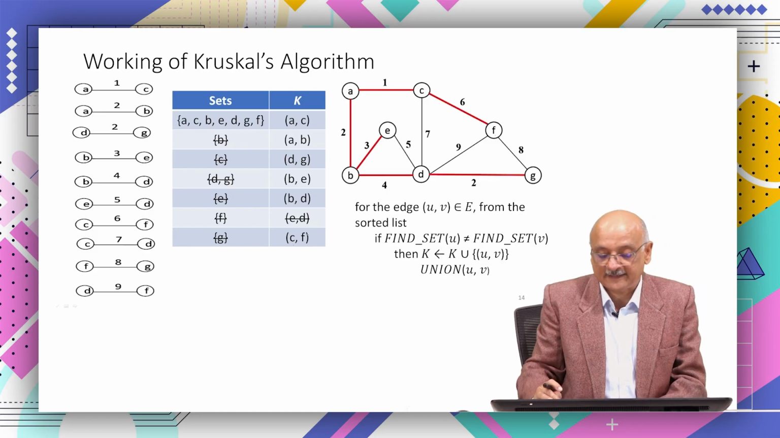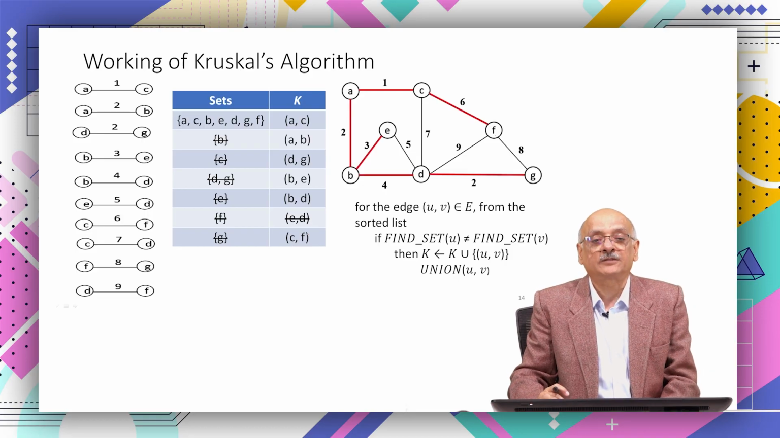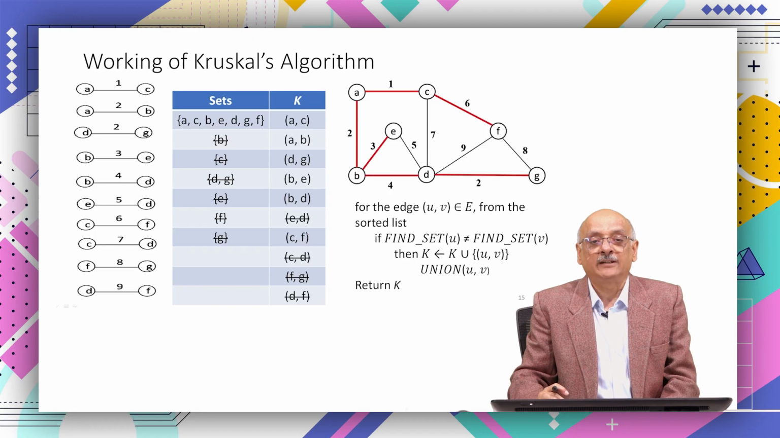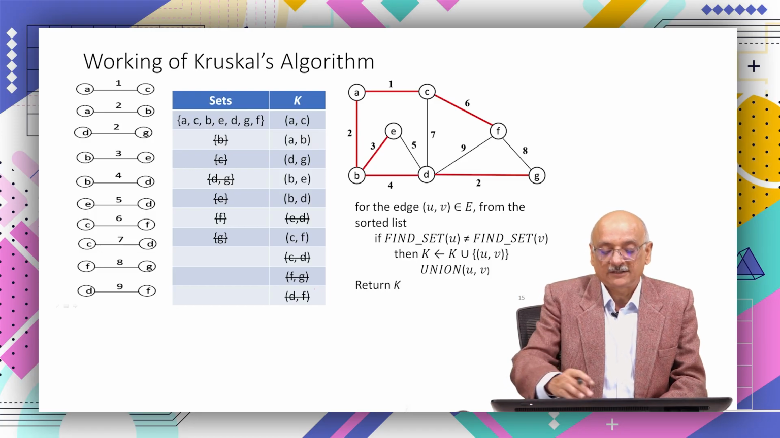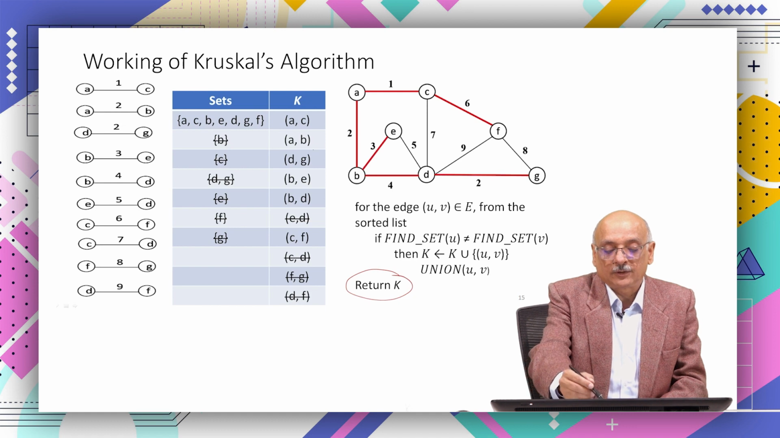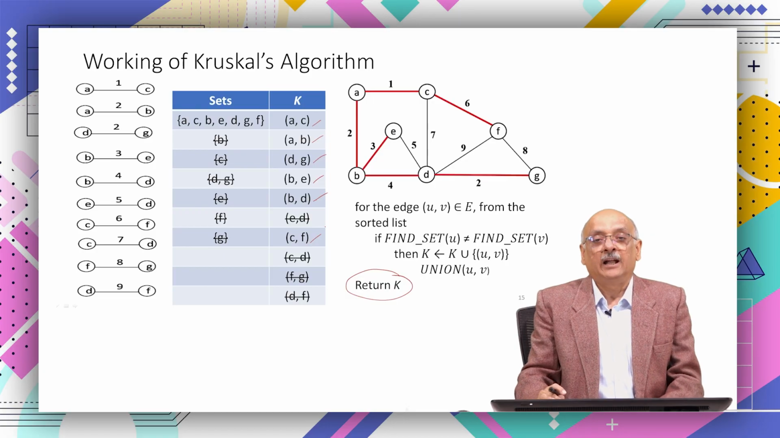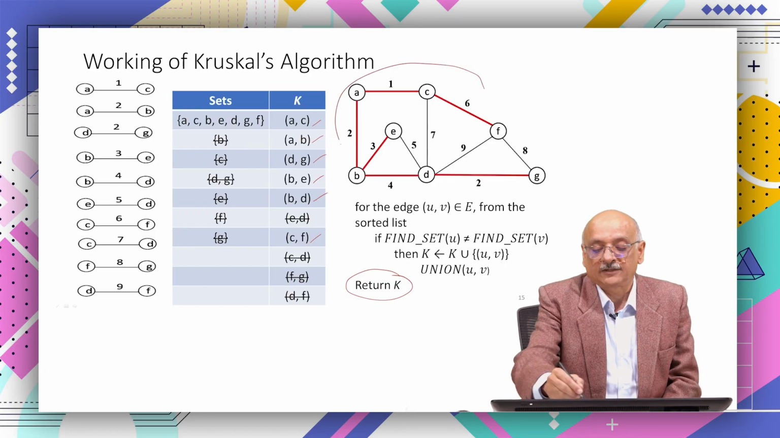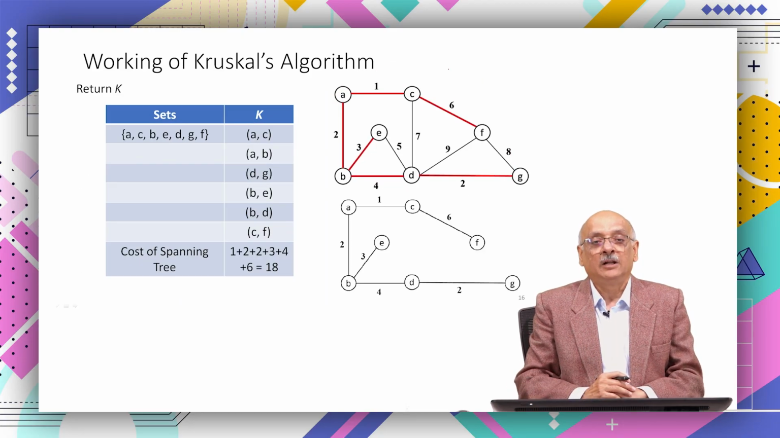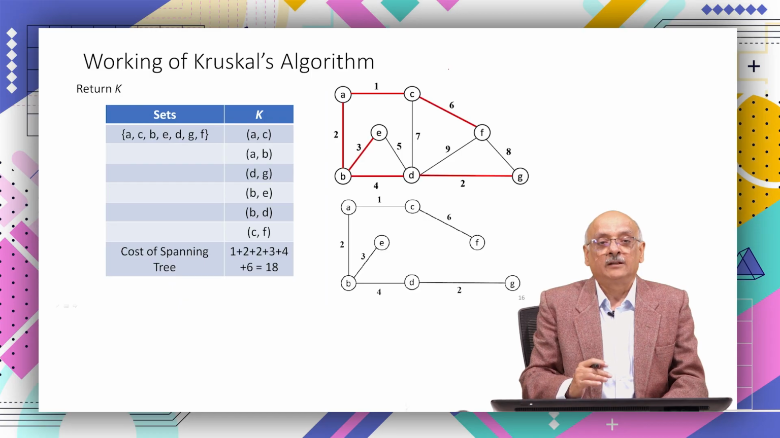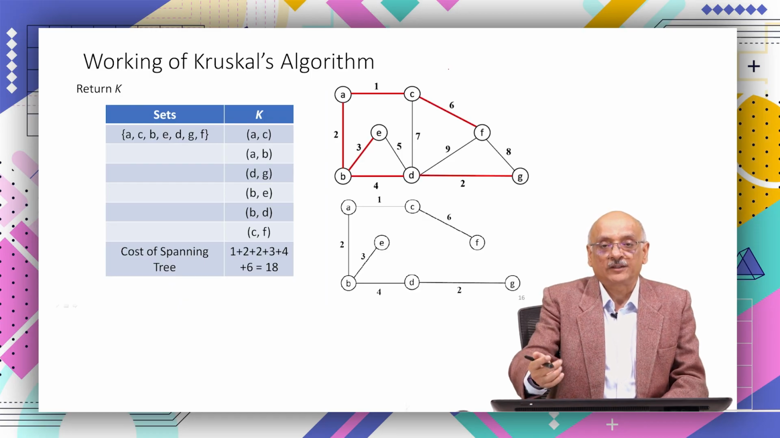we have already 6 edges. We can simply stop this particular algorithm. Now, we have obtained the minimum cost spanning tree. So, all these 3 now can simply be discarded, and we will simply return K. K consists of these edges only, which are shown in this particular situation. That is how this algorithm works, and it is going to give the overall minimum cost spanning tree.